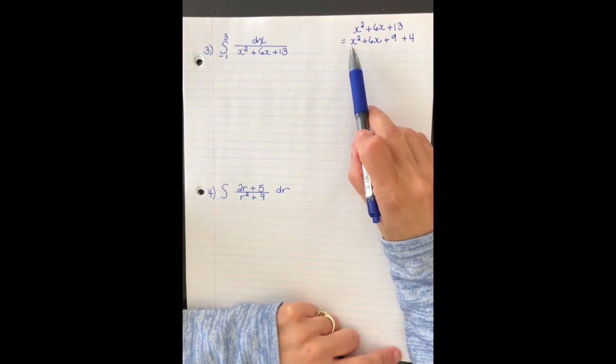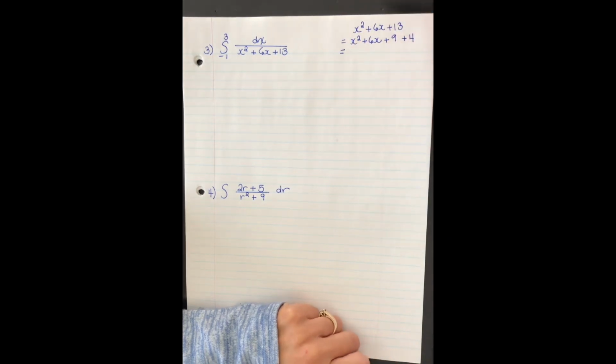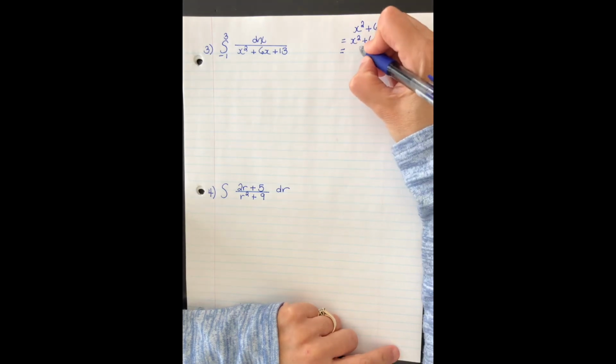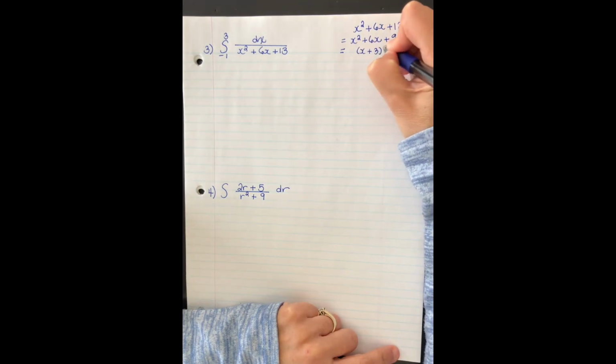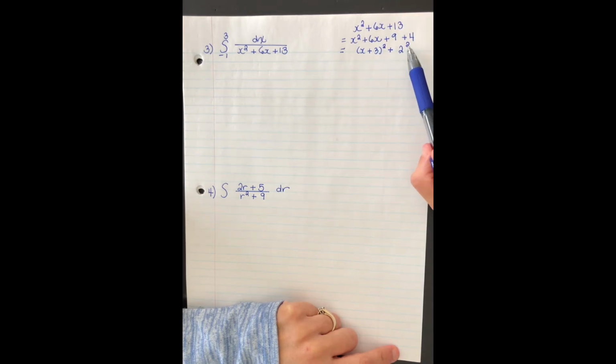Okay, now we factor this trinomial. So we have a product of 9 and a sum of 6. So those numbers are 3 and 3. So we have x plus 3 times x plus 3, which is x plus 3 all squared. Then the plus sign, and 4 we will write like this, 2 squared. So now each of these parts is a perfect square. This part is also a perfect square.